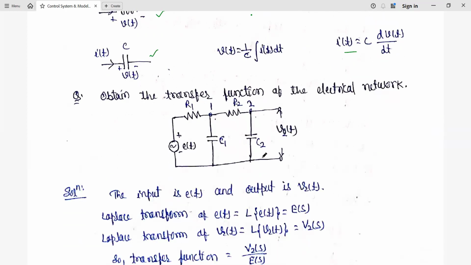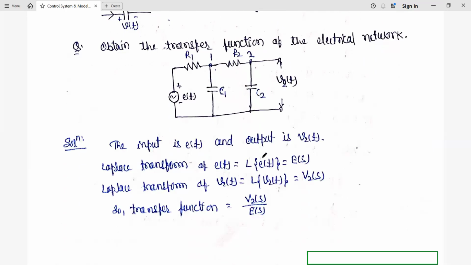So now here we are taking one example: obtain the transfer function of the electrical network.